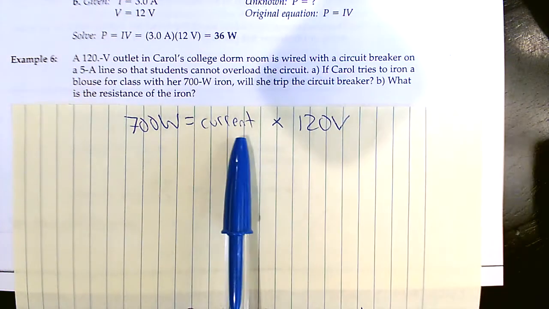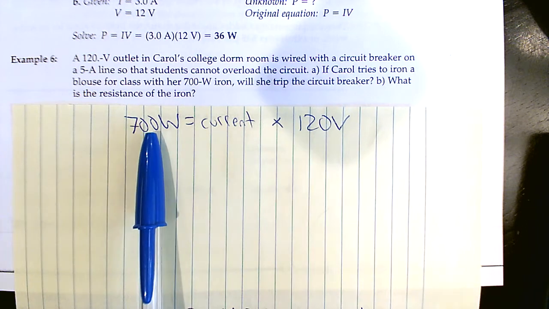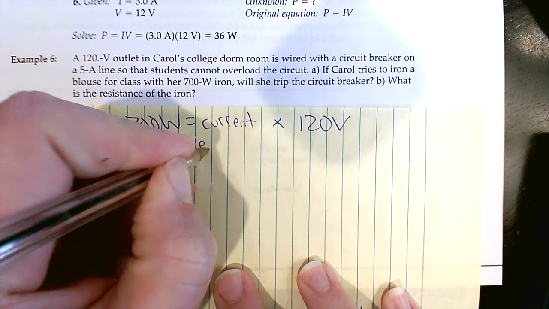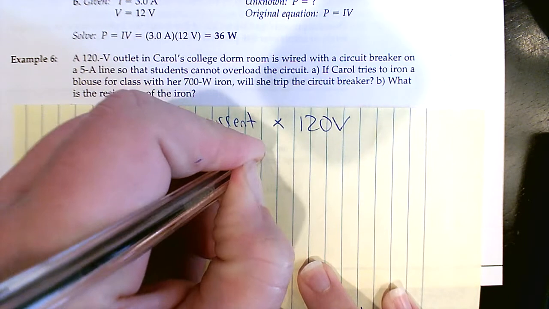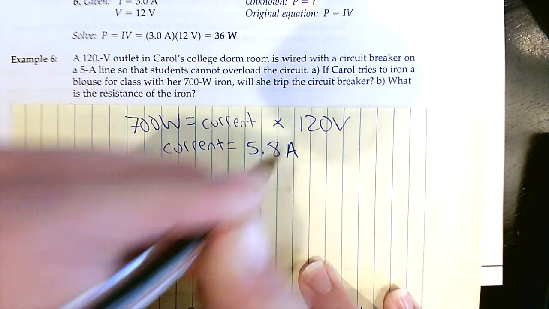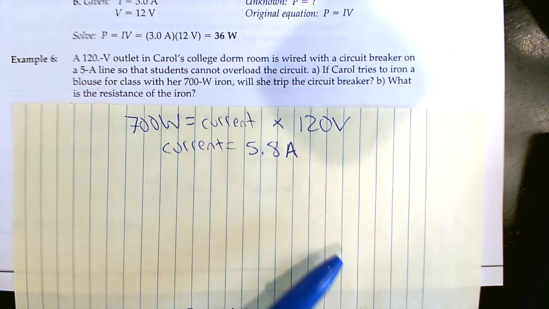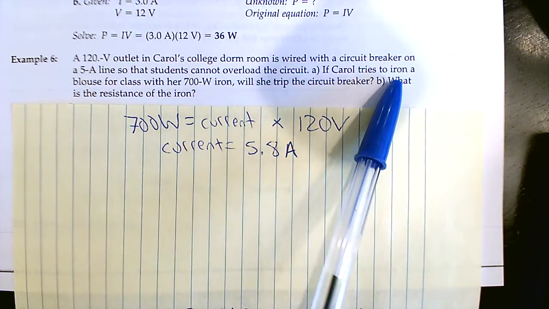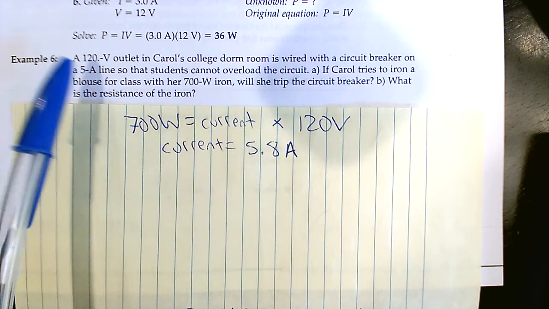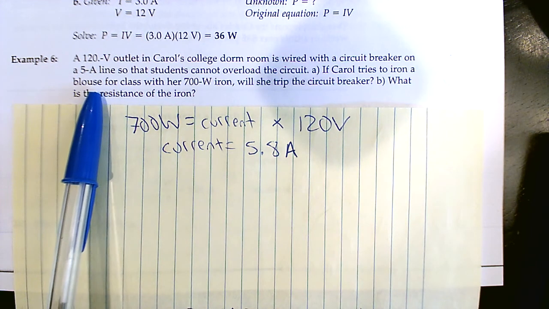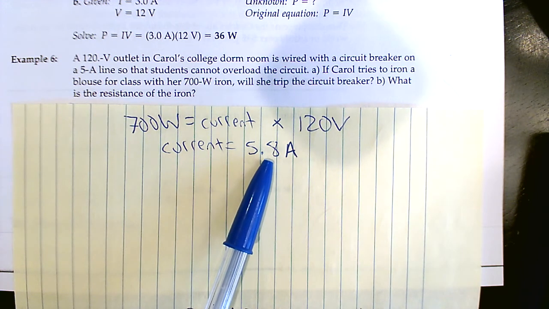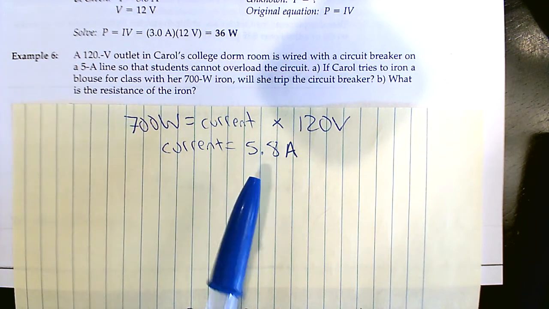Okay, so my current, my unknown, is times 120. So I'm going to take 700 divided by 120, which is 5.8 amps. Okay, so for everything to work out for her iron, she'd need 5.8 amperes of current, which is too much. It's maxed out at 5. So would she trip the circuit breaker? Yes, because she's putting more current through than it is designed for.